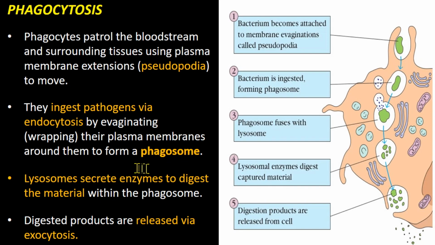Next, what's going to happen is that lysosomes are going to secrete enzymes to digest the material. So lysosomes are going to digest the bacteria and break down the organic material. The phagosome is going to fuse with the lysosome, and then the lysosomal enzymes digest the captured material. Finally, the digested products, some of them might be absorbed, but a lot of them are just going to be released via exocytosis. So the same vesicle is going to fuse with the plasma membrane here and release all this material back into the bloodstream so that the liver could get rid of it.